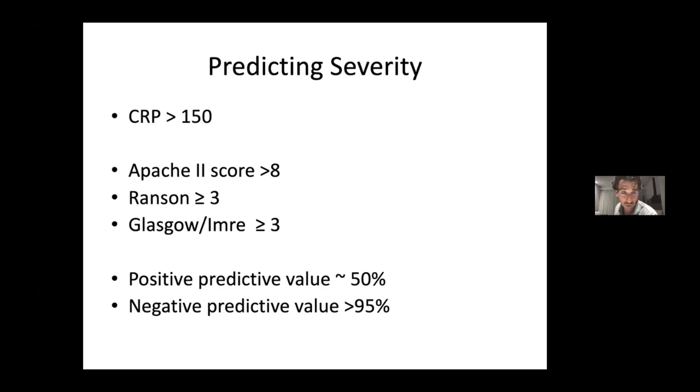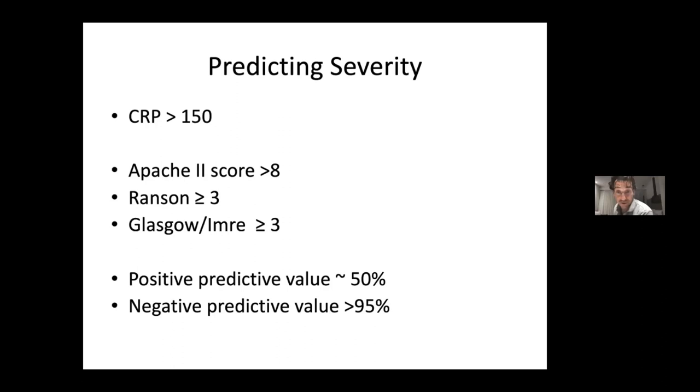There are several scores, which I will not go into, but the APACHE II score, the Ranson score, and the Glasgow-Imrie score. These are based on several things: lab results, hemodynamic results, vital signs, age, all these kind of things go into these different scores, and you add up points, and when you get above a certain grade, then you have a higher chance of developing a more severe pancreatitis. However, the positive predictive value of these tests is still only 50%.